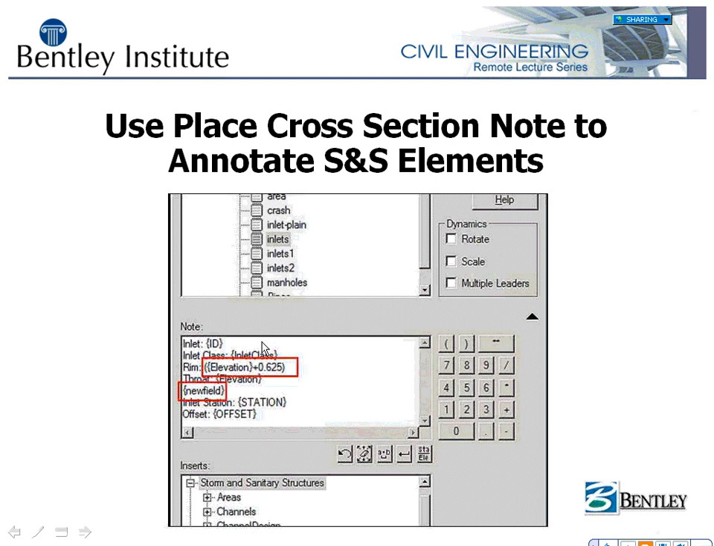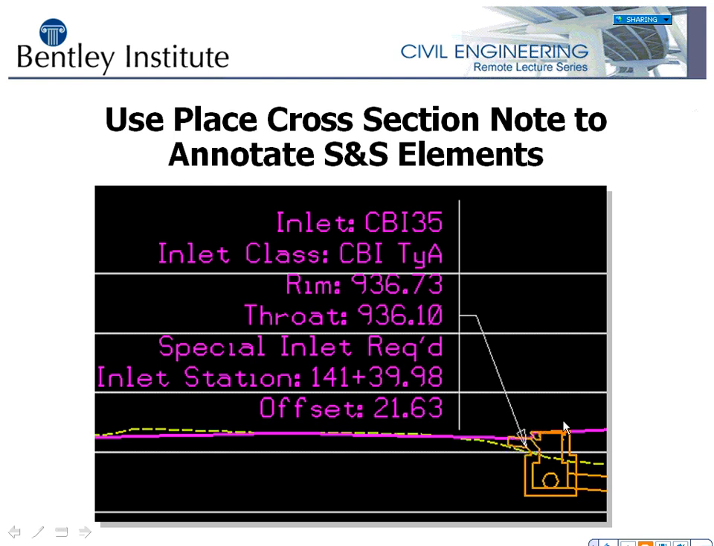and it'll show the rim at the correct elevation. This new field is actually a user data field. So if you create user data, if your drainage engineer has user data on an element in the S&S database, it will be annotated. So let's take a look. Here's one right here. So here we annotated that, and right out of the database, it got the inlet name, the inlet class, did the calculation on the rim to compute what the rim was based on the throat. There's my special note that was on a particular inlet.